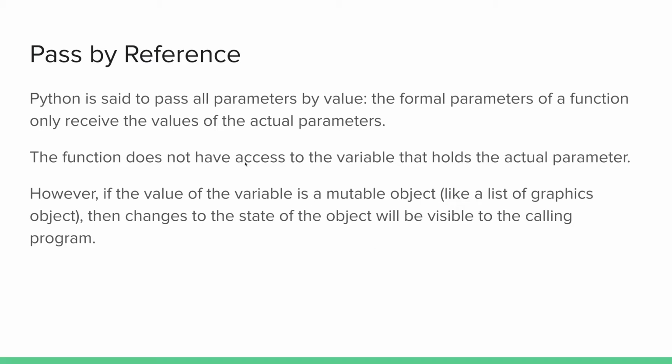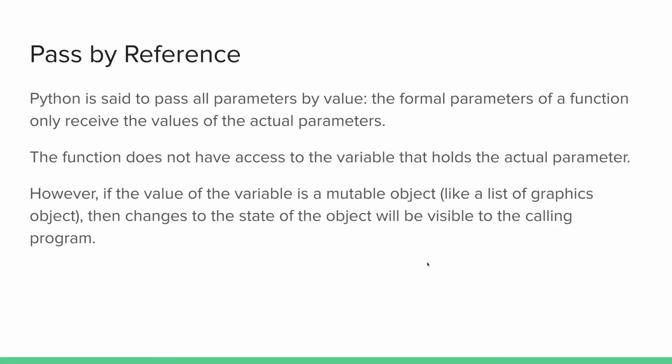All right, so passing by reference versus passing by value. Python is set to pass all parameters by value. The formal parameters of a function only receive the values of the actual parameters. The function does not have access to the variable that holds the actual parameter. However, if the value of the variable is a mutable object, such as a list, then changes to the state of the object will be visible to the calling program.